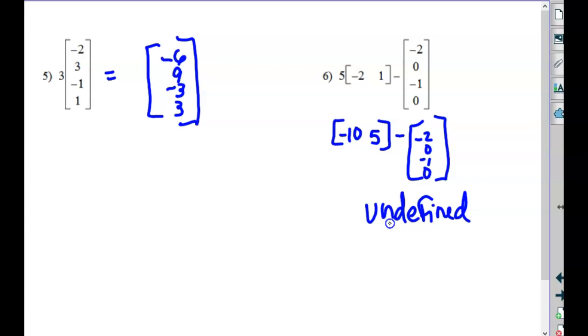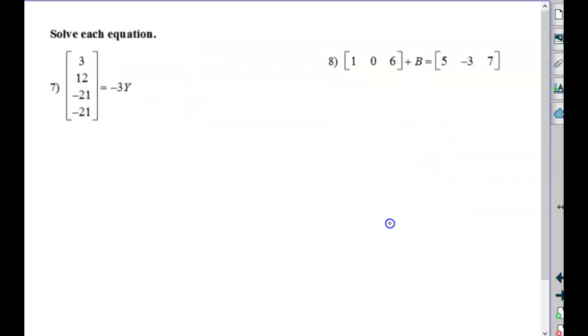All right, so adding and subtracting or multiplying by a scalar is pretty easy. This is just another way to confuse you, I guess, but this is saying this matrix is negative 3 times what matrix? So you're basically dividing, right? So matrix Y would have had to have what in it?